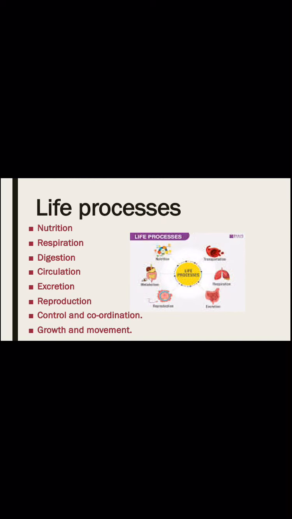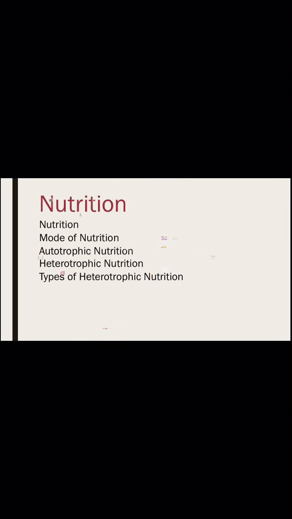Here you can see various life processes such as nutrition, respiration, digestion, circulation, excretion, reproduction, control and coordination, growth, movement, and so on, which we are going to deal with in the next chapter. But in this chapter we will be dealing with nutrition, respiration, digestion, circulation, and excretion. So moving on to the very first one, that is nutrition. What we are going to cover in nutrition is: what is nutrition, what are the various modes of nutrition, what are the types of autotrophic nutrition, and so on.